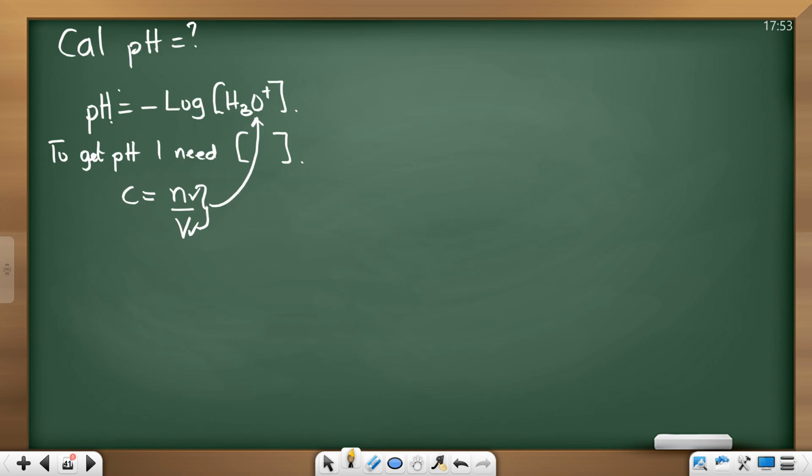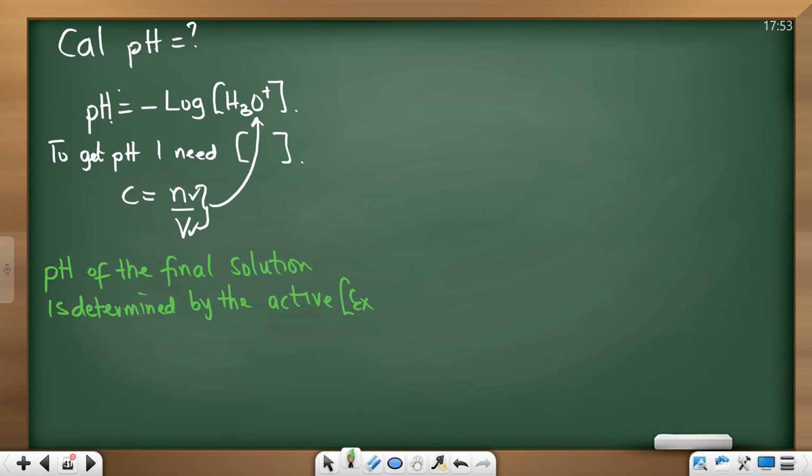So the pH, I'm going to say a statement. Let me know if you are okay. The pH of the final solution is determined by the active, which is the excess number of moles in the final solution. Please let me know if it makes sense to you.